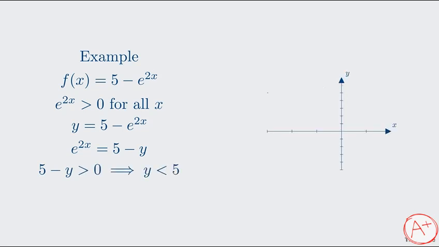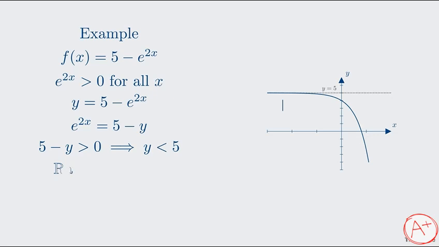As x gets very large and negative, e to the 2x approaches 0, so f of x approaches 5. As x gets large and positive, the function goes toward negative infinity. The range is f of x is less than 5. Note that it cannot equal 5, as the exponential never reaches 0.